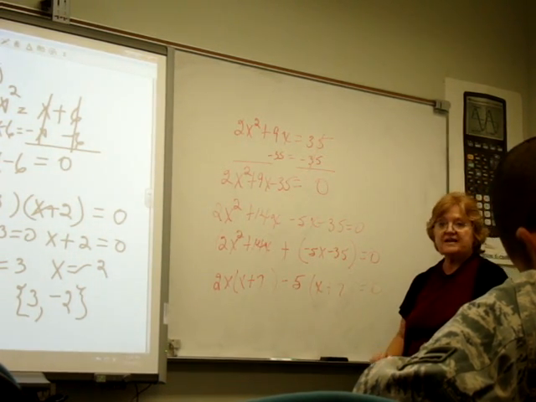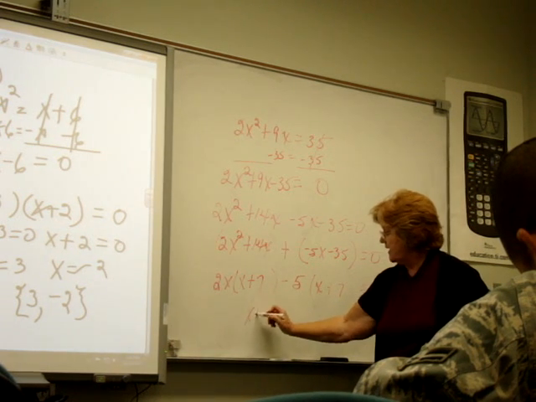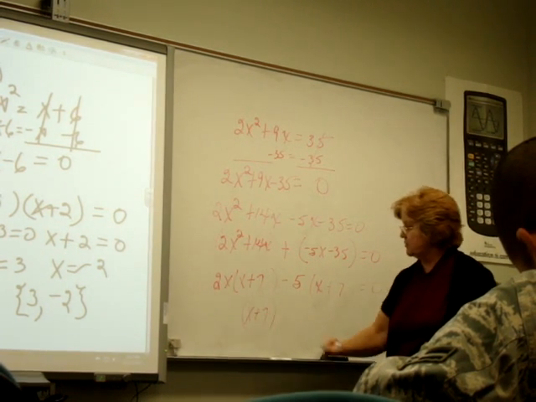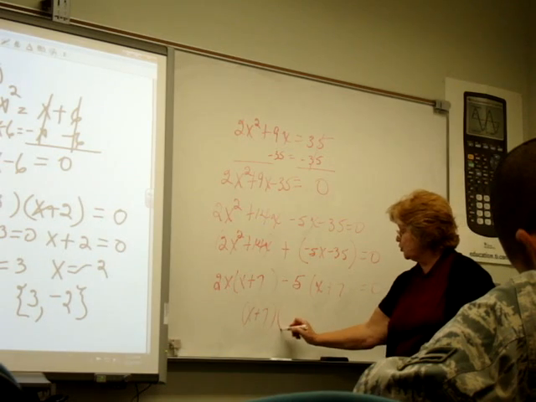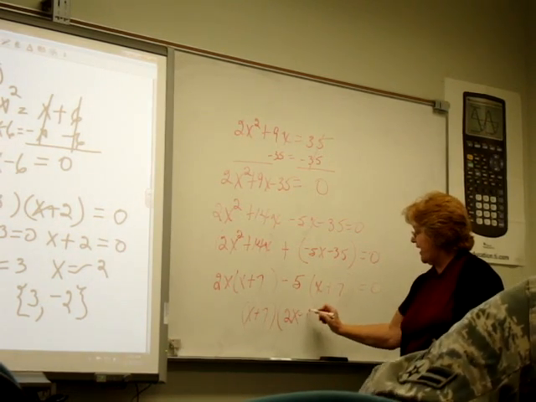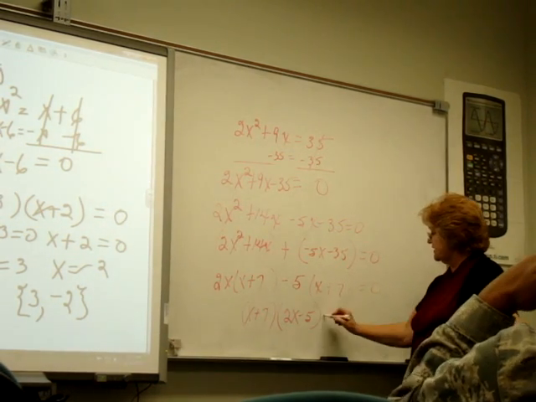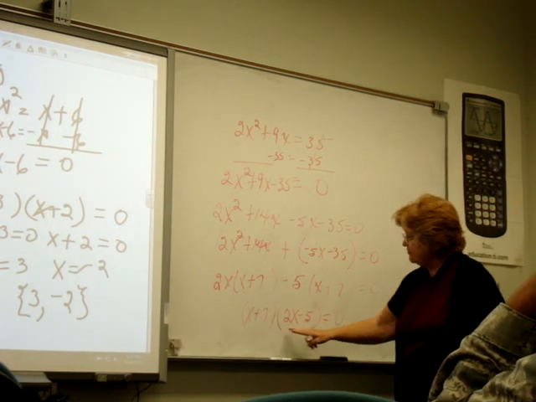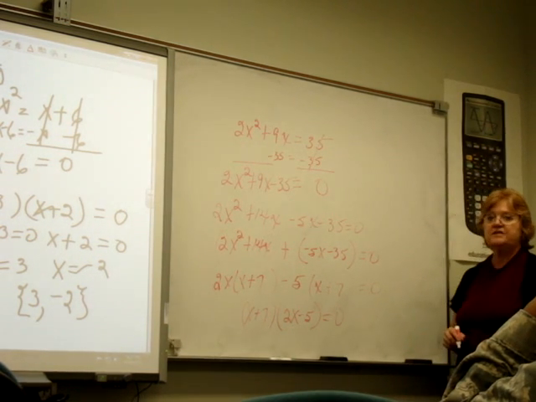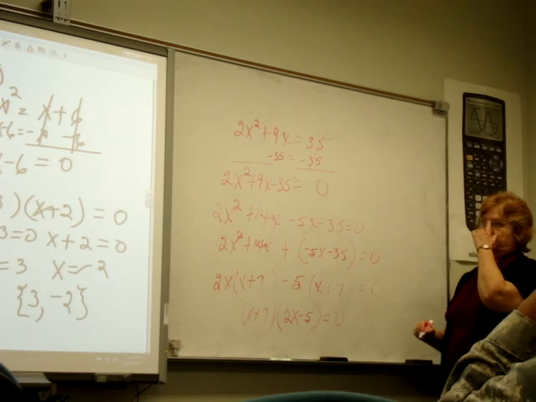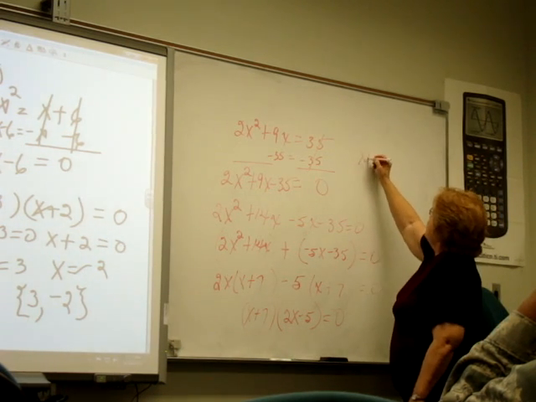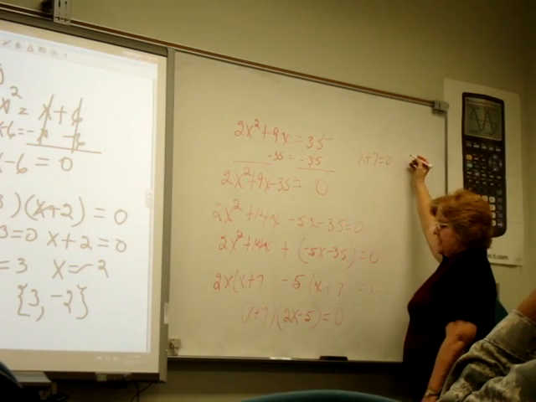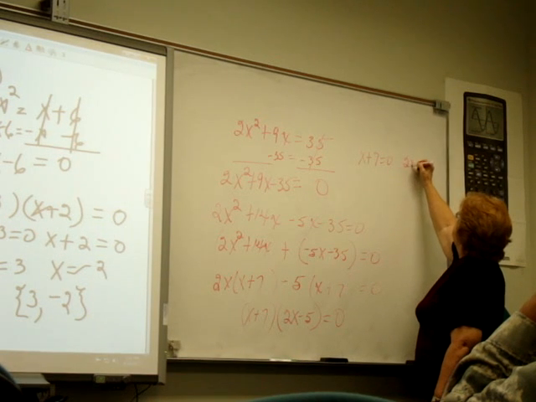Now what's your common factor? X plus 7 is in both of them, so it becomes the common factor. Group together what you have left, which is 2x minus 5. Now we have two factors multiplied equal to 0. What do you do next? Set each one of them equal to 0 and solve for x.